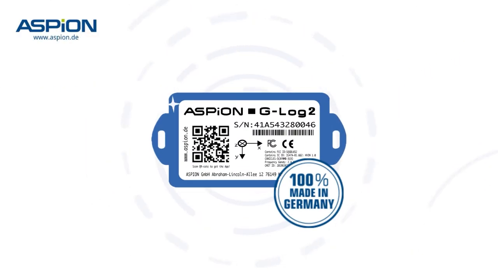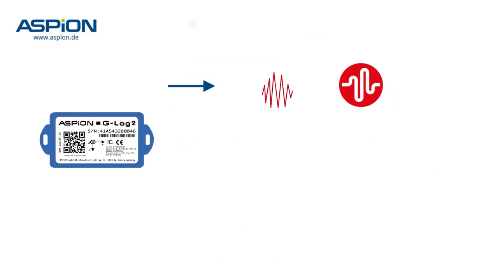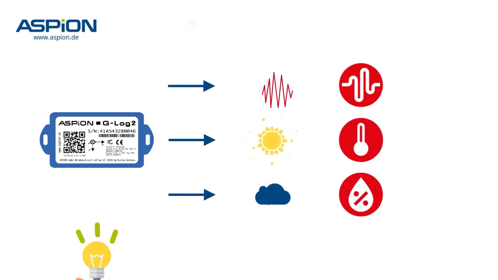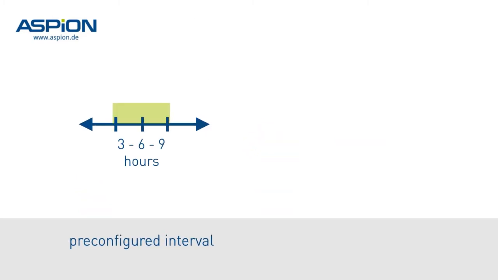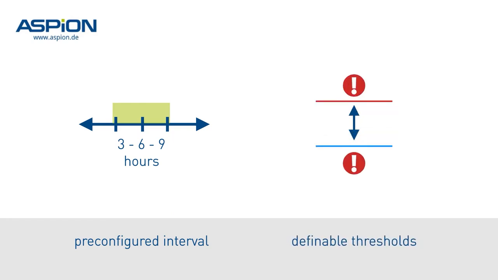It's actually quite simple. With ASPION G-Log 2, this shock data logger also monitors temperature and humidity, thereby taking a very smart approach. On the one hand, with a pre-configured interval that you can select yourself, and on the other hand, with flexibly definable thresholds for critical cases.